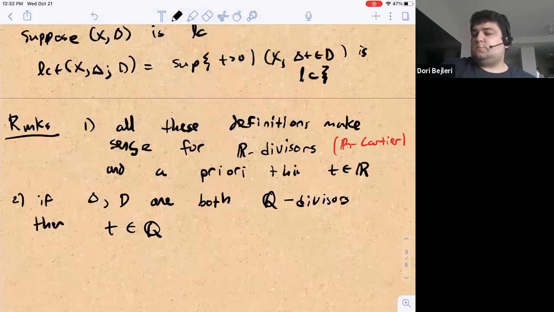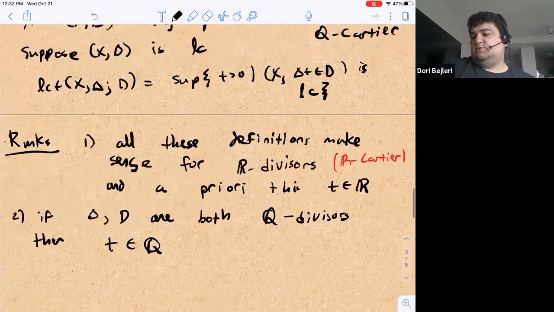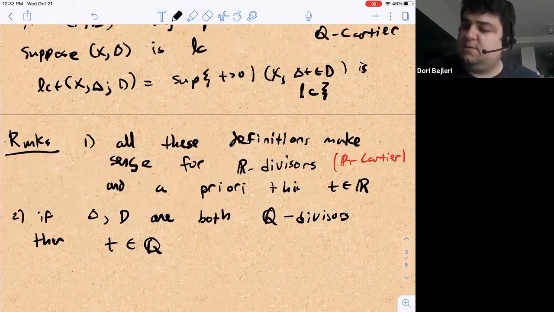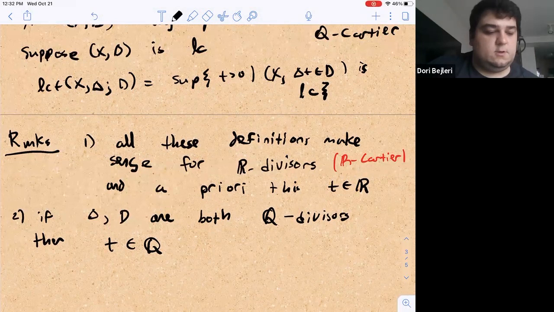And this last part, why is this log canonical threshold rational? If the divisors are rational, you can just compute it using a resolution. So you write down a resolution, you compute the discrepancies, and you find a formula in terms of minimums of some rational expressions for this log canonical threshold. So I'll leave that as an exercise. Okay, questions?